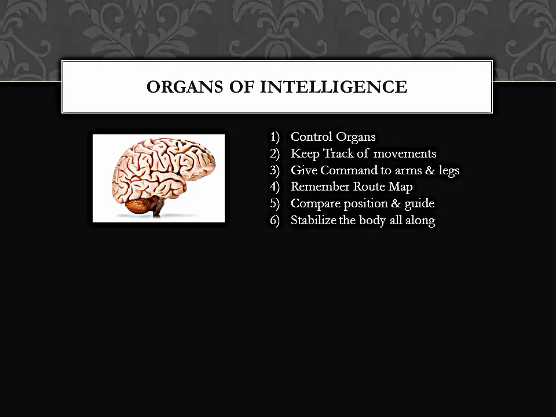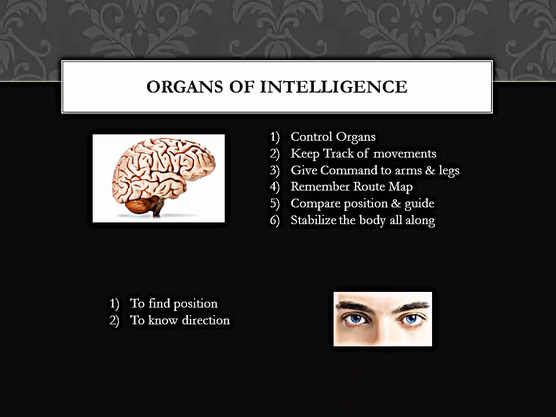So in order to find out the position where we are at any point of time and to know the direction where we are, we use another organ. That organ is nothing but our eyes. The eyes, as a navigation engineer, I call them human navigation sensors.